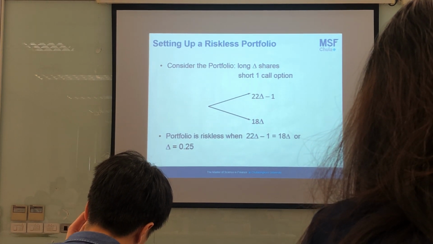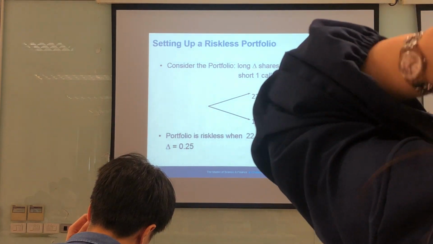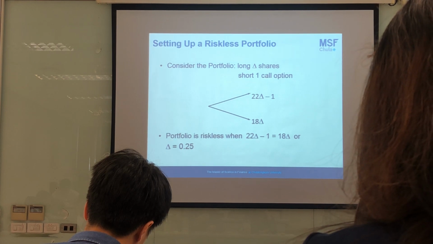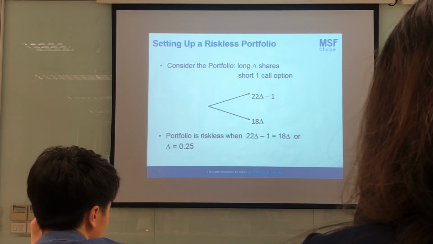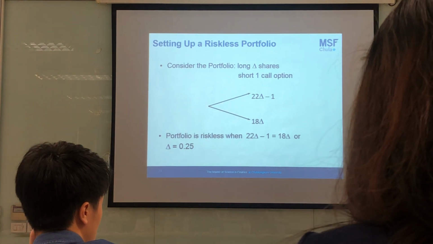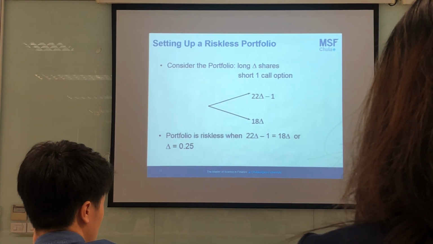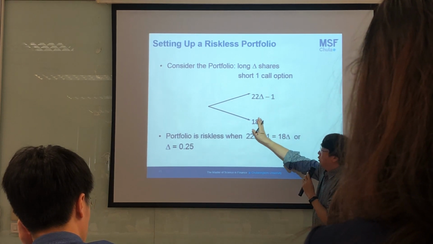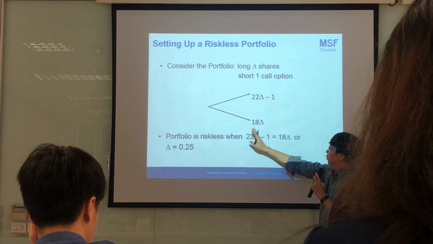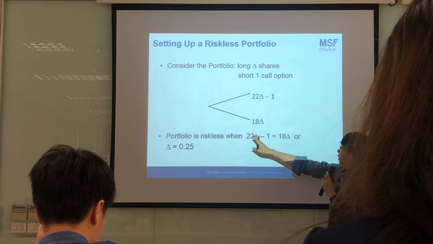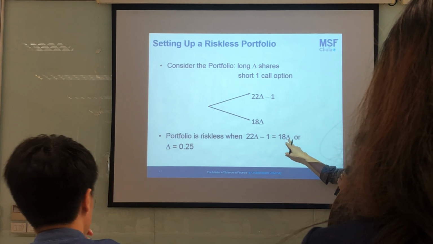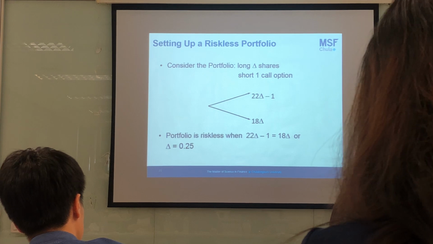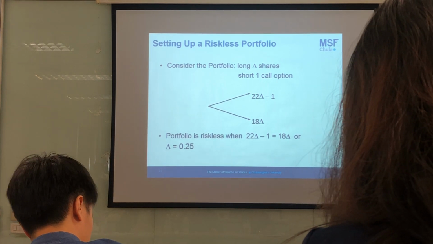Then, we assume that this portfolio is riskless, so no matter whether the stock goes up or goes down, the value of this portfolio must be the same. This is by assumption. We assume that this portfolio is riskless, so the value of the portfolio when the stock goes up and goes down must be the same. We equate this: 22 multiplied by delta minus 1 equals 18 delta. Solve for delta. You get delta must be equal to 0.25.